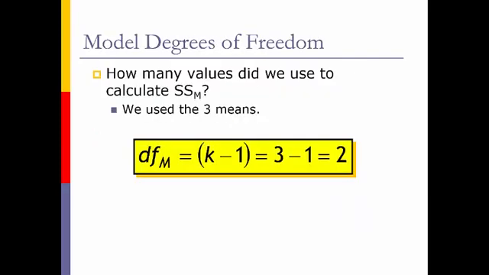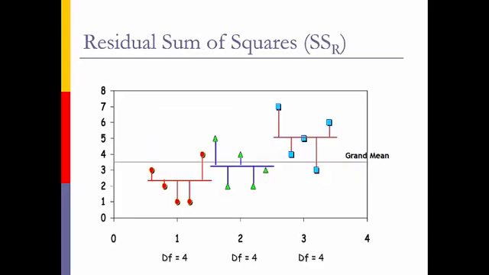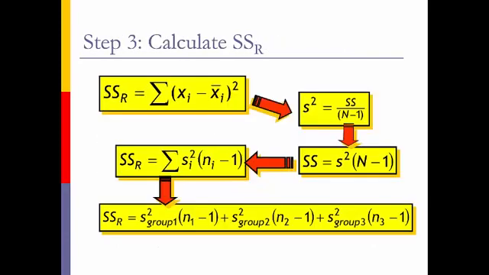Now, how many degrees of freedom do we have? We used 3 means, so 3 minus 1 gives us 2 degrees of freedom for the model sum of squares. The residual sum of squares, again, is the error. We have the mean of each data set, and we take the difference between the data point and that mean. That gives us the error associated with each group, and those are the calculations to create the residual sum of squares.